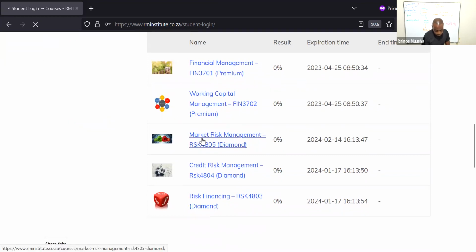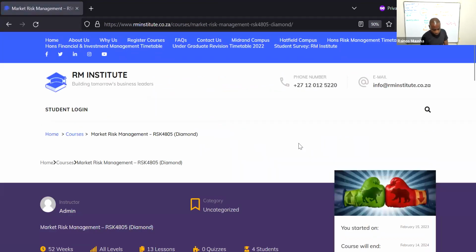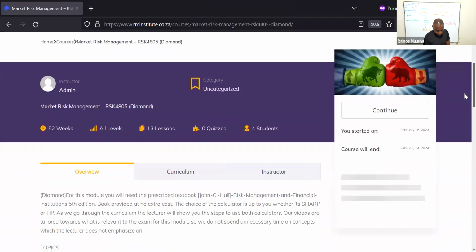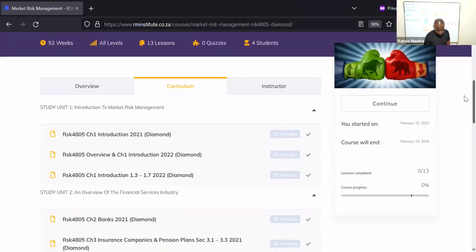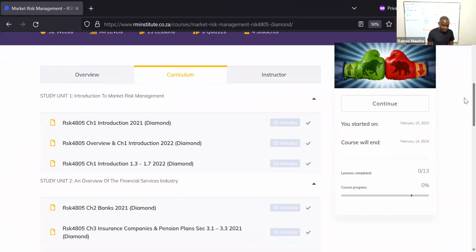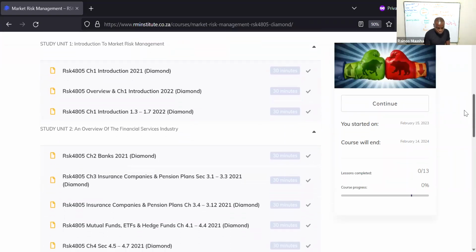Then if you want to access material for Rsk4805, you click on Rsk4805. After that, you click on curriculum so that you're able to access the curriculum. When you click on curriculum, the first thing you are going to see is the videos from study unit 1 to study unit 9. So the videos from study unit 1 to study unit 9 are the videos that you're going to be seeing as well.